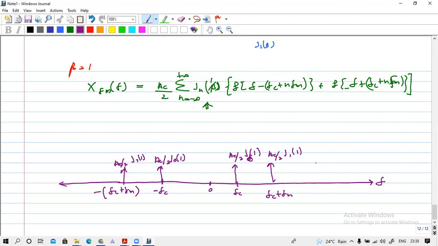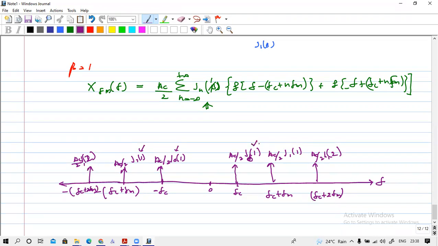And if you find for plus 2, okay, it is fc plus 2fm, and here it is also (Ac/2) J2(1), okay, and here also you will get the same value, (Ac/2) J1(1) J2(1). So here it is fc plus 2fm, okay. So how to find this value?